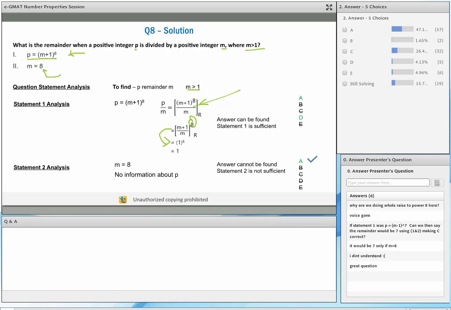You always have to apply the concepts to see how much you can extract from that individual statement. Why are we doing the whole thing raised to the power 8 here? Because that's what is given to you: m plus 1 raised to the power 8. So you are applying the concept that you can divide m plus 1 by m and then raise that remainder to the power 8 to find the entire remainder. You need to go back to that conceptual understanding so that you know why we are doing this.